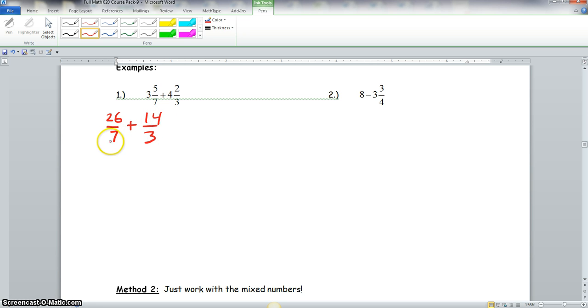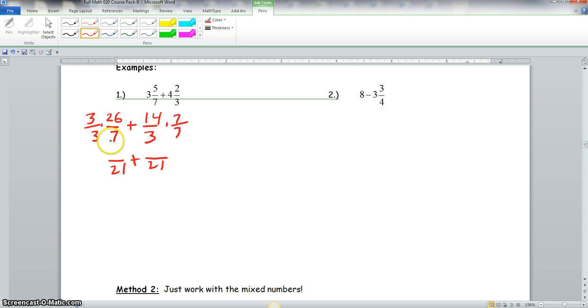Now we need to find the common denominator here. Common denominator is 7 and 3. Both of them are prime, so we just multiply them. 7 times 3 is 21. Now for our numerators, 21 divided by 7, we know it's 3. So we multiply our numerator and denominator by 3. 21 divided by 3 is 7. So we multiply our numerator and denominator by 7.